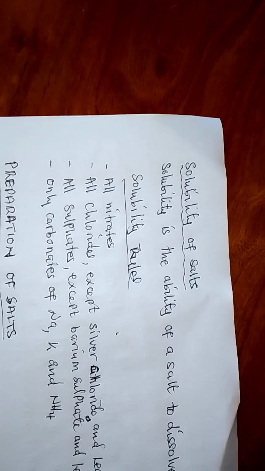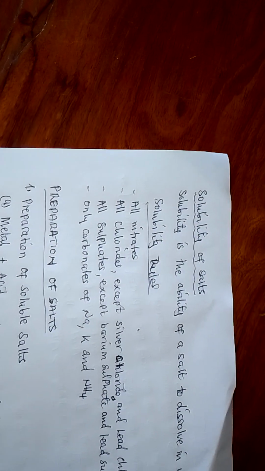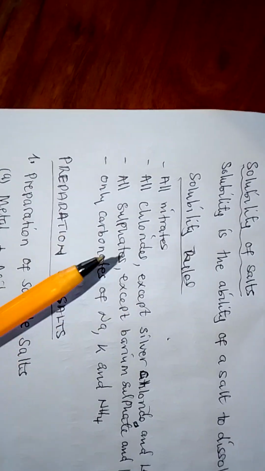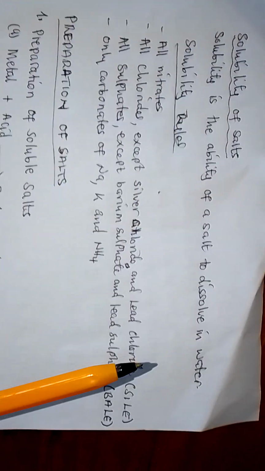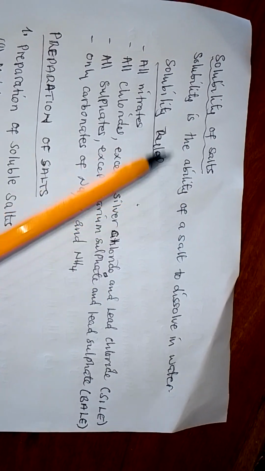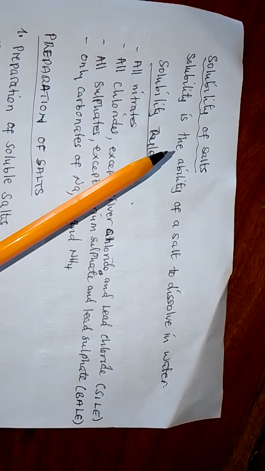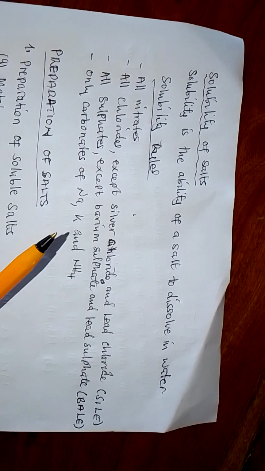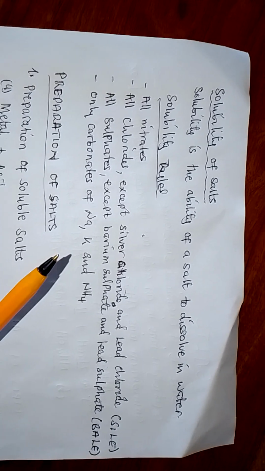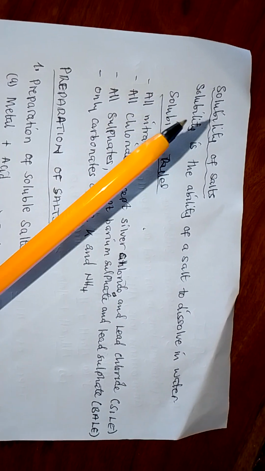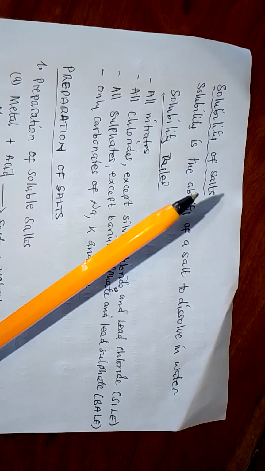Next, we are going to look at the solubility of salts. Solubility of salts we are talking about is just a revision. In fact, we have already done this one several times. Solubility of salts. Solubility is the ability of a salt to dissolve in water. If a salt is able to dissolve in water, then it's soluble. We are talking about that ability for it to dissolve in water is what we call solubility.